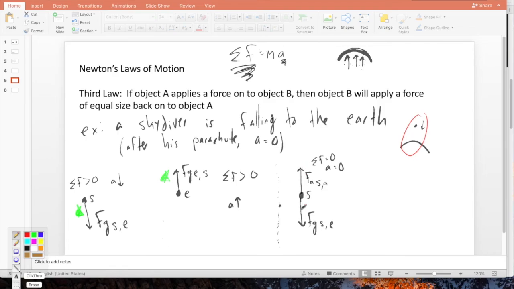These arrows must be the same size. The net force has gone to 0. The downward force of gravity is now completely canceled out by the upward force of the drag, and so the net force is 0. And we still have the Earth. Has anything about the Earth changed? No. The Earth is still pulling the skydiver down gravitationally, and the skydiver is still pulling up on the Earth gravitationally. So we could also, on this diagram, mark our third law pairs with a star, and there you are.